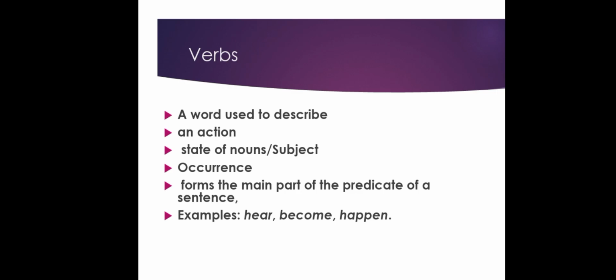Verbs can also show the state of nouns or subjects. Verbs also show occurrence of nouns or subjects. Verbs are the main parts of a sentence which completes the communication. Here are some examples like hear, become, happen.